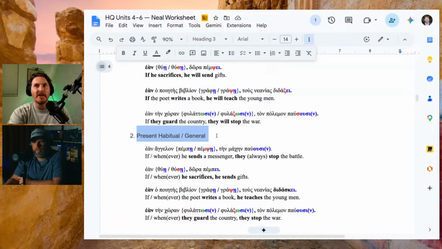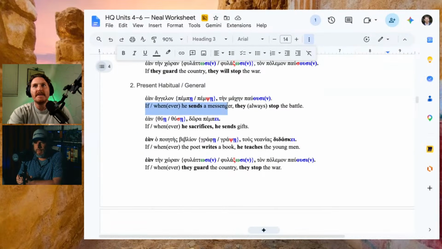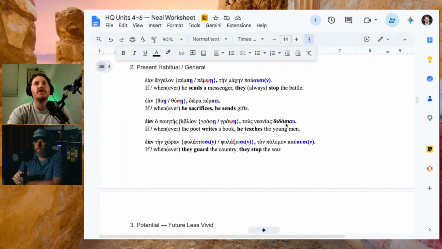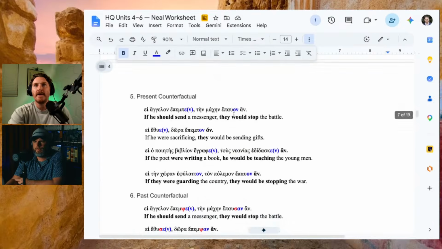Present habitual, present general. Yeah, it's okay. General and habitual is the same thing. It's just if he sends a messenger, they always stop the battle. The reason it's general is because the apodosis has the imperfect aspect. No sigmas, no eras, no future. Mm-hmm. And then finally we have.